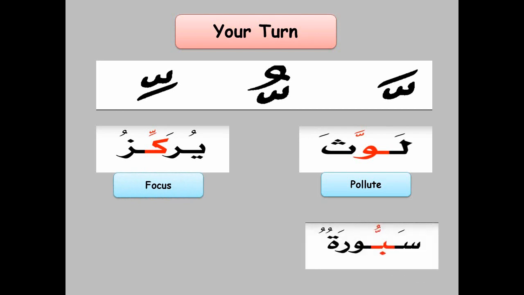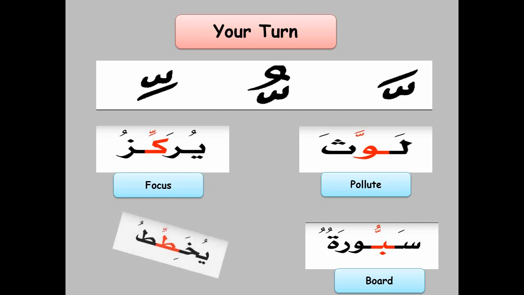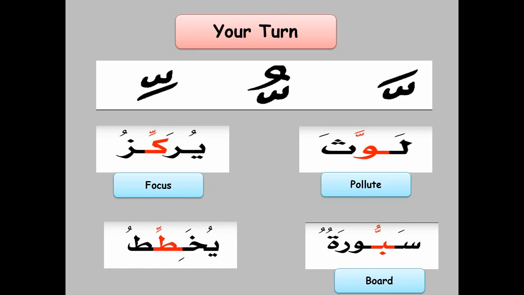The following word, saburatun. We have seen this example at the beginning of this video. Saburatun, the board. We have two ba, one with sukun and another one with dhamma. So we join them together in one letter and we add stress or shadda. The last one, يخطط. Yes, since we have kasra under the stress, we say طي. يخطط, to plan. Okay, this is the translation of these words.